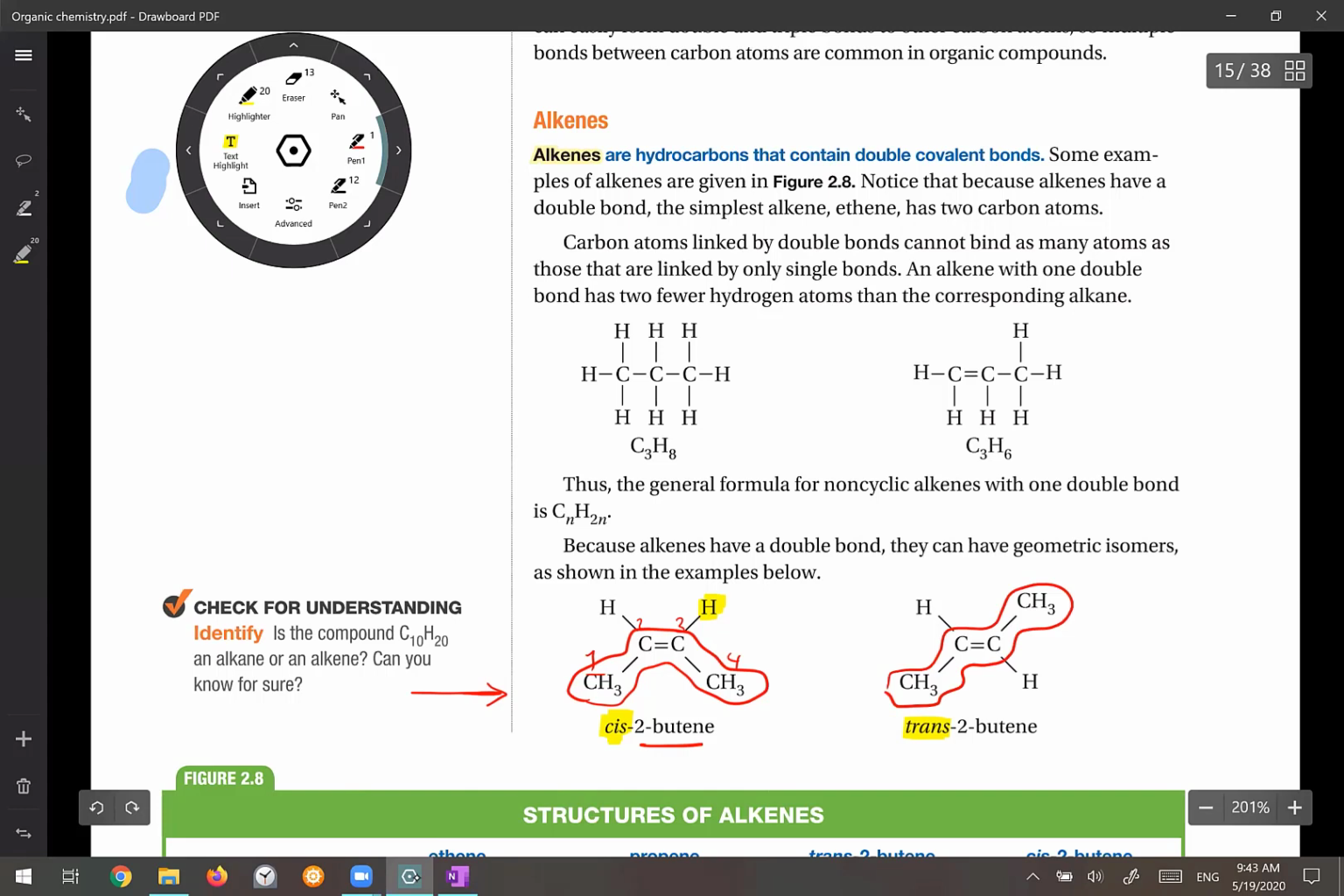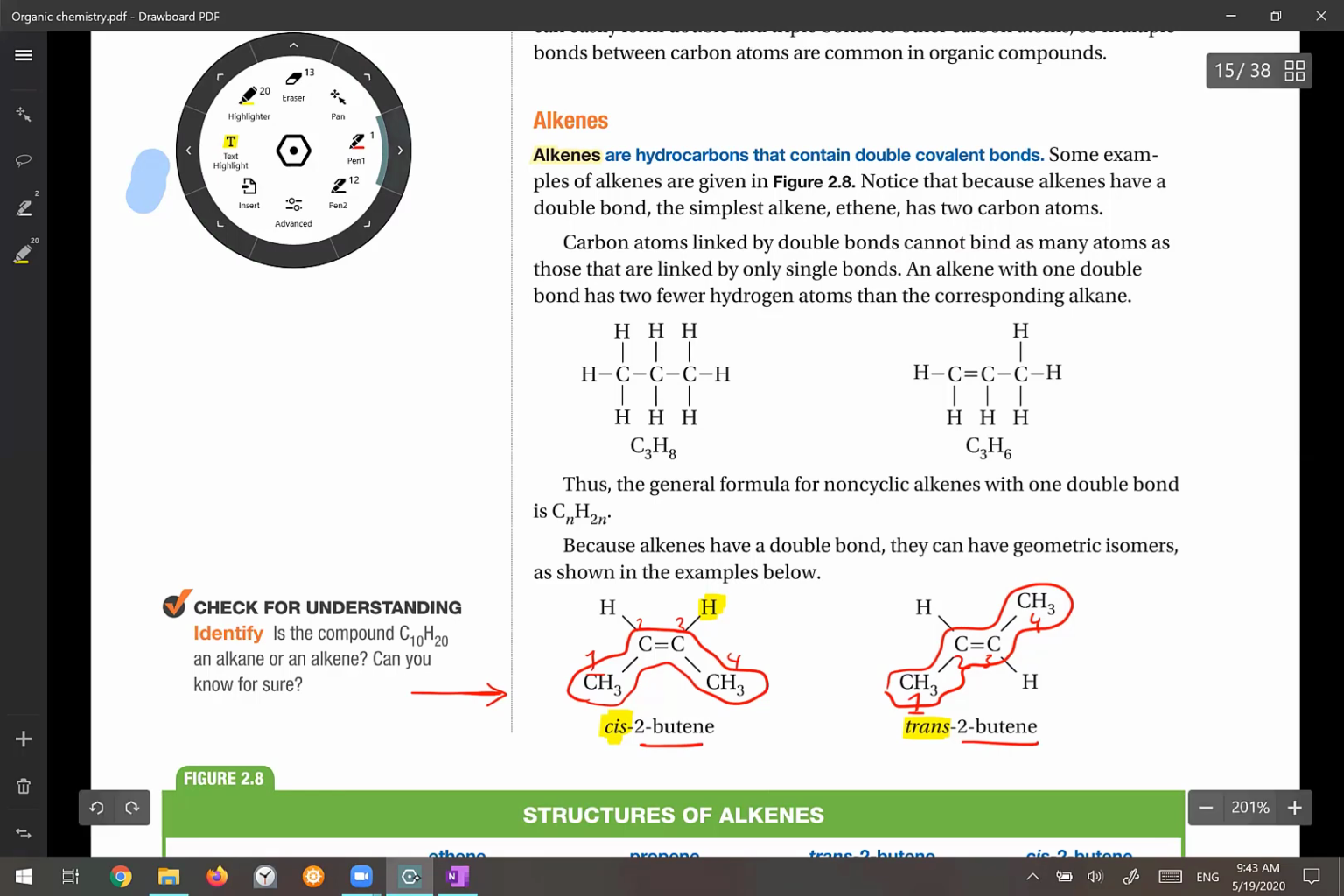This is the longest chain. You don't have any branch. Number it 1, 2, 3, 4. So we have 4 carbons here. The double bond is on carbon number 2, so this one is also 2-butene as well. So the only difference is that the first one is the cis isomer, the next one is trans isomer.